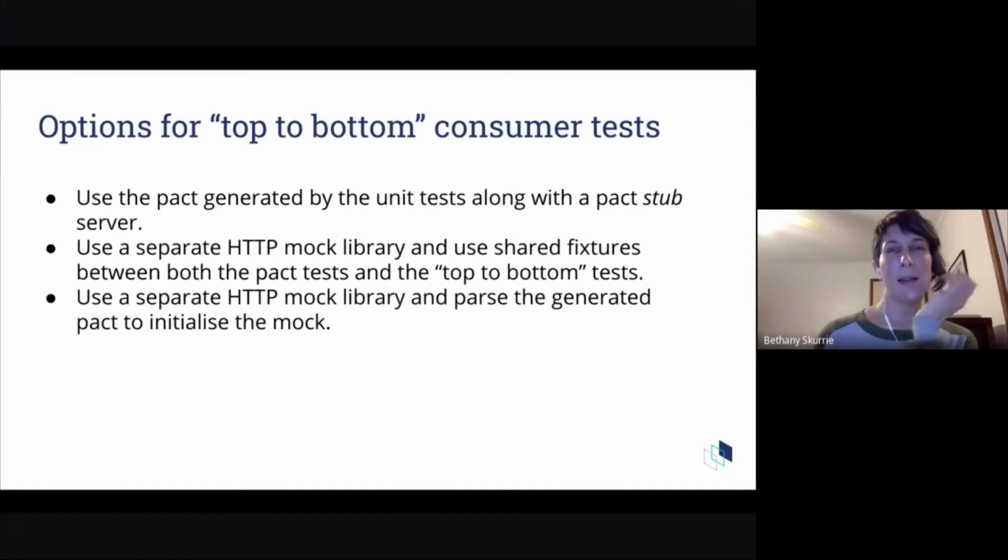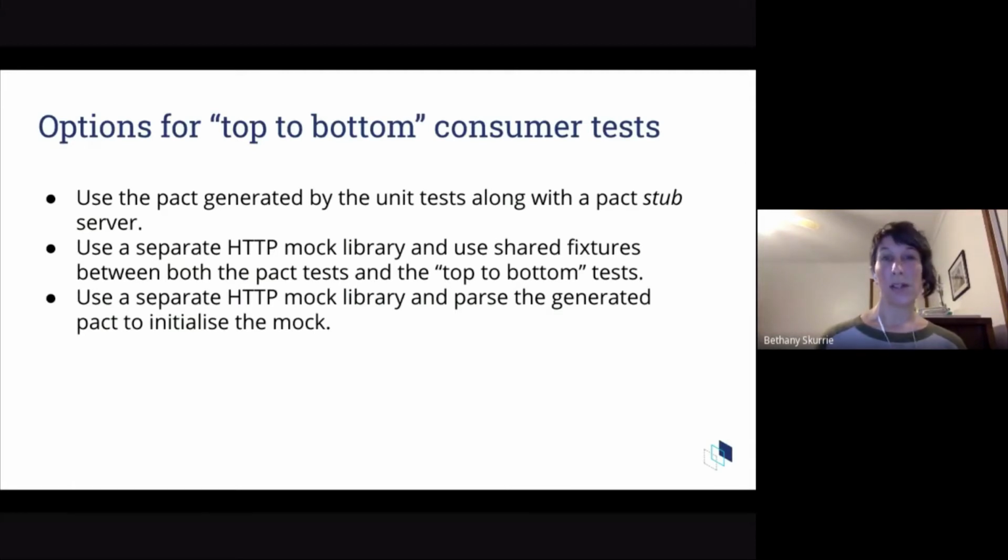So on the consumer side, you still at some stage want to have some tests that test all the way from the top of the consumer to the bottom of the consumer. And you can still use Pact to help support those tests, but don't use Pact to mock out tests. Don't use your end-to-end test to generate the Pact. But what you can do is use the Pact that was generated by the unit tests along with the Pact stub server. There's a couple of implementations of the Pact stub server, and this takes an already generated Pact and creates a stub out of it.